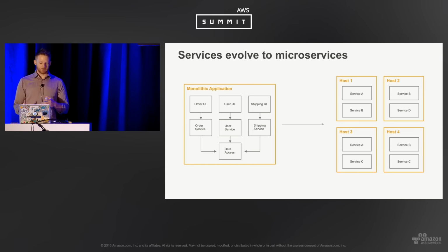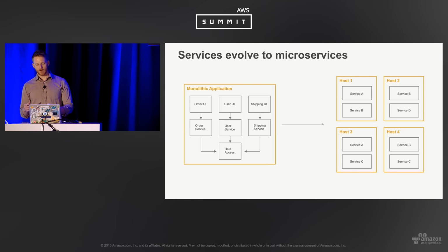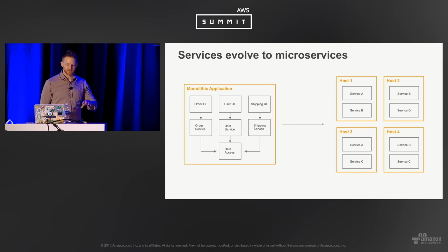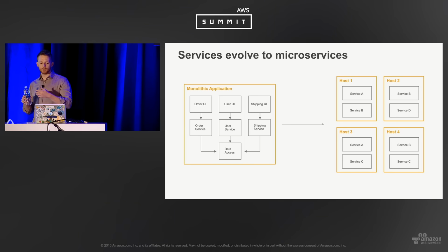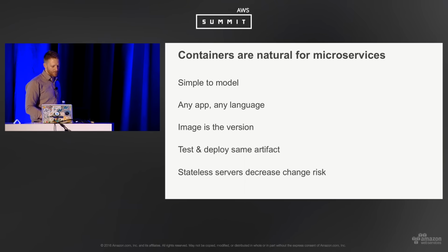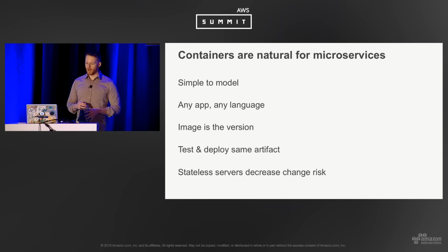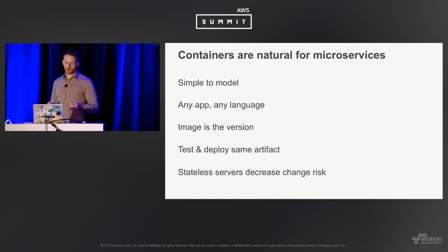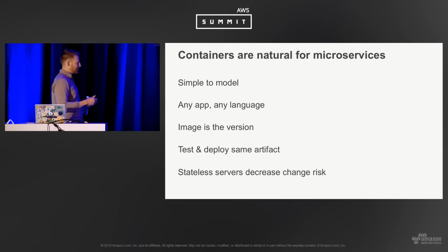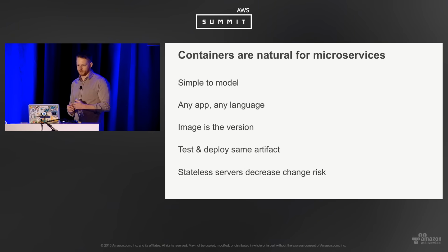There's a couple of attributes that make them so natural. One is the ease of modeling services, right? The application and all of its dependencies are all packaged together into a single artifact, a single image with a Dockerfile. And that Docker image can support any app, any language, right? And the image itself is a versioned artifact that can be stored in a repository just like your source code. And I think that makes applications easier to deploy because that image is your deployment artifact also.